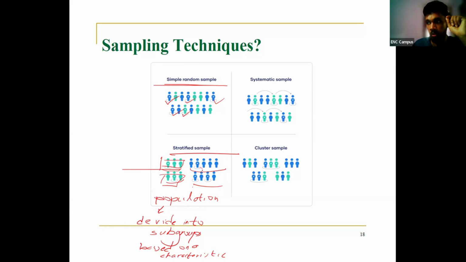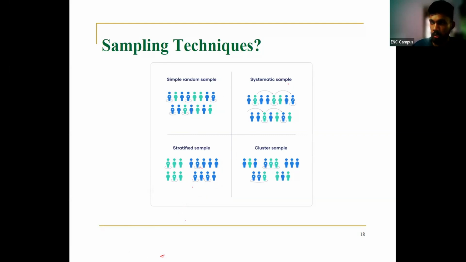But if we use random sampling, we might take one, two, three, four elements from this and one element from this and none from this subgroup. So it's not fairly representing the population, right? Therefore we use stratified sampling. Based on a characteristic, we group them. Then using random sampling, we randomly pick elements from that subgroup, right? So this will ensure that the sample fairly represents the population, right?